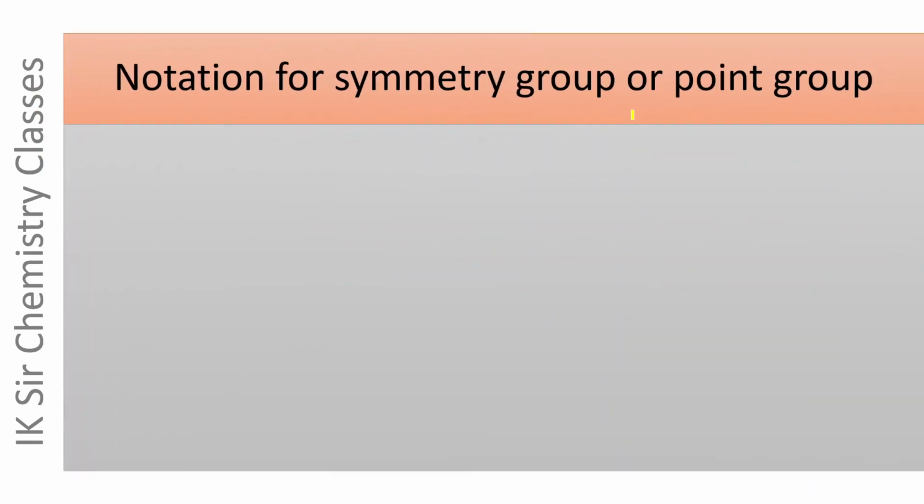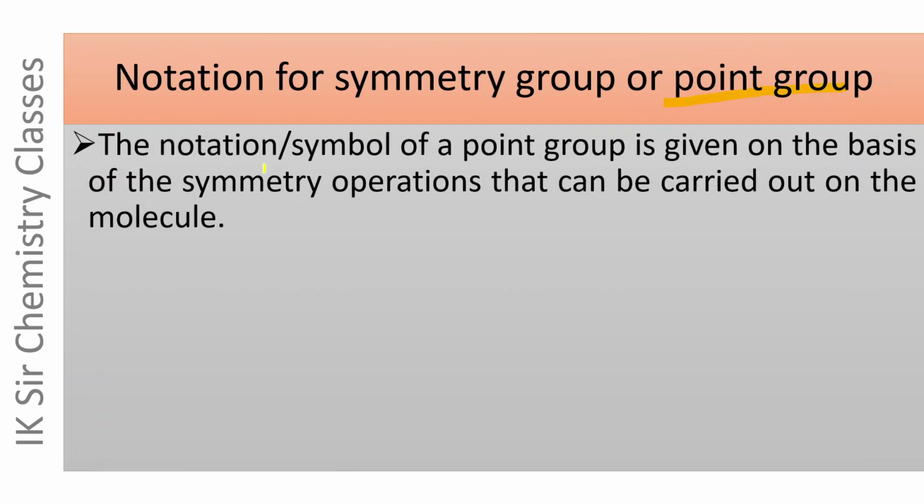Notation for symmetry group or point group. The notation or symbol of a point group is given on the basis of symmetry operations that can be carried out on the molecule. The notation or symbol of a point group of a molecule is given on the basis of symmetry operations that can be carried out on the molecule.